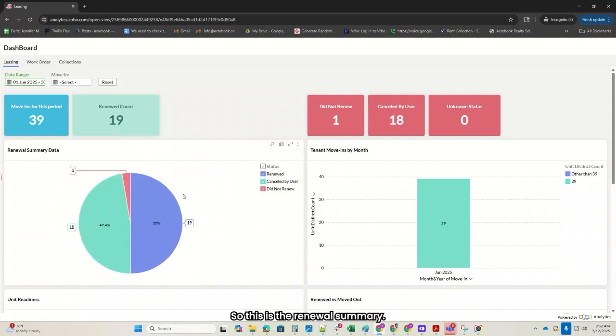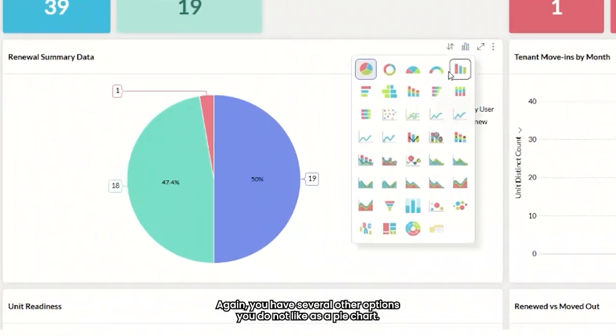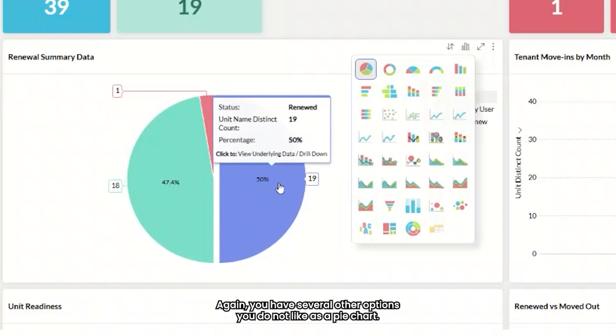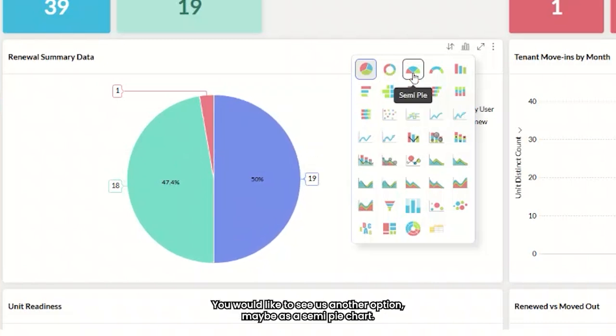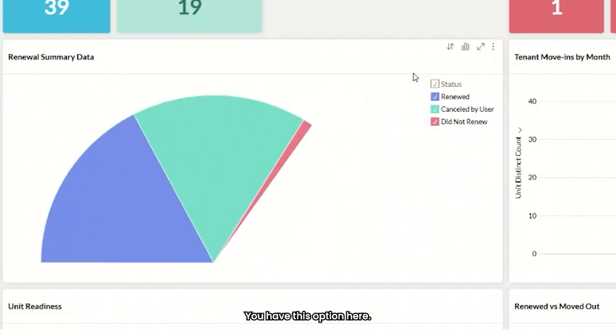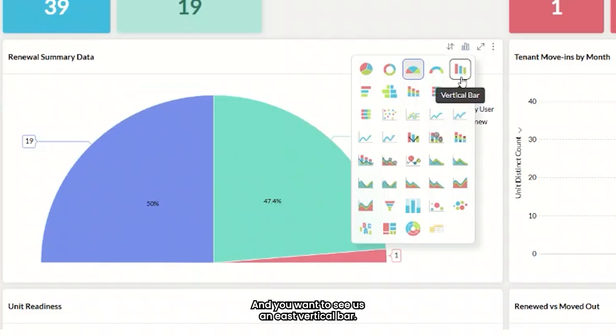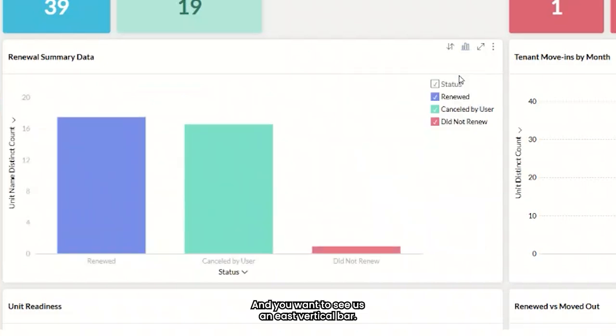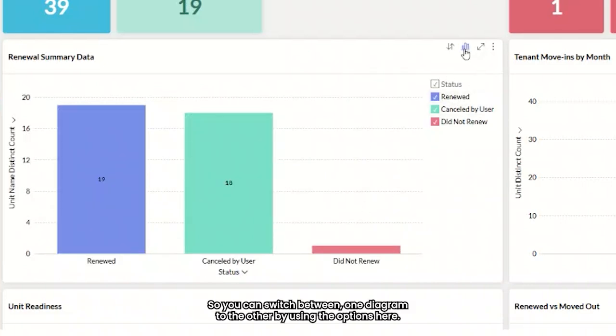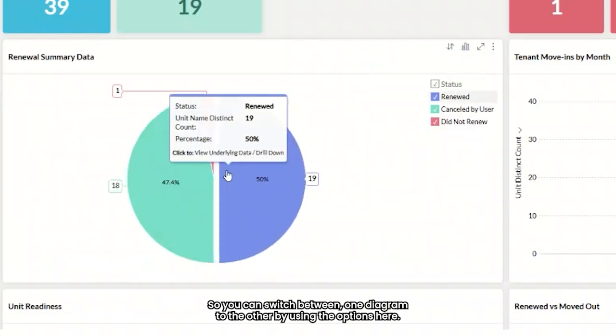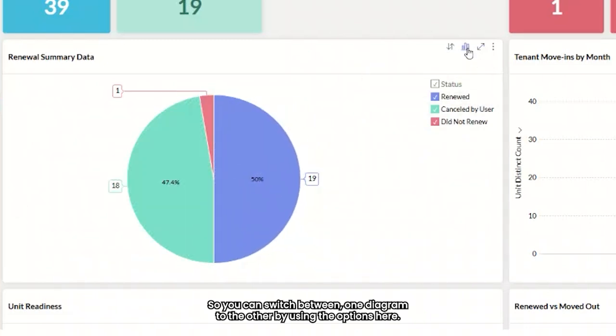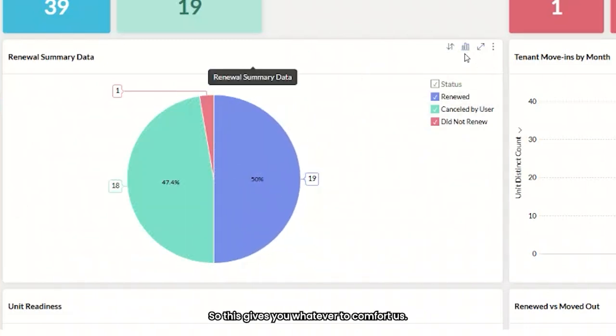So this is a renewal summary. Of these 39 people, how many were renewed, how many were cancelled, did not renew. Again, you have several other options. If you don't like a pie chart, you would like to see another option, maybe a semi pie chart, you have this option here, and if you want to see a vertical bar, you will see the same thing here. So you can switch from one diagram to the other by using the options here. This gives you whatever is comfortable.